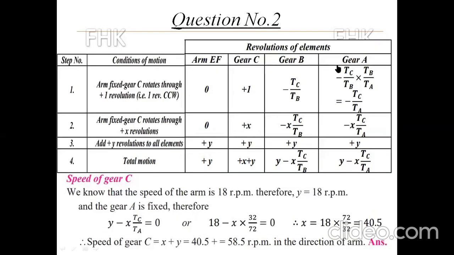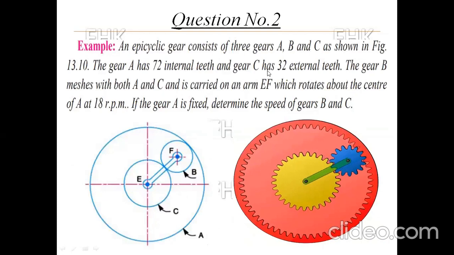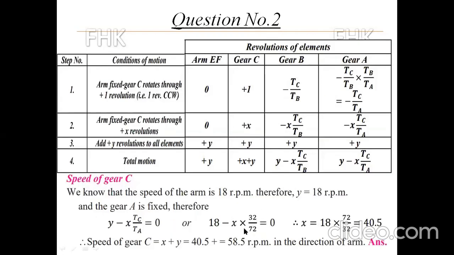So gear A is fixed. That means the whole term, Y minus X TC by TA, will become 0. Putting the values of Y, 18 minus X into TC 32 divided by TA 72, which is given in the problem statement. After solving this equation, the value of X is 40.5.